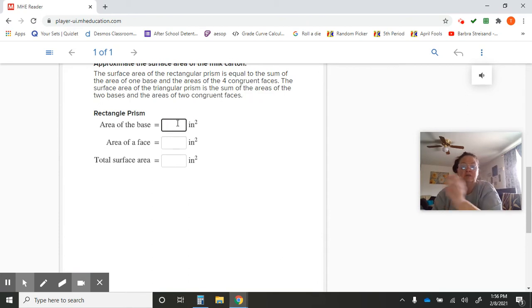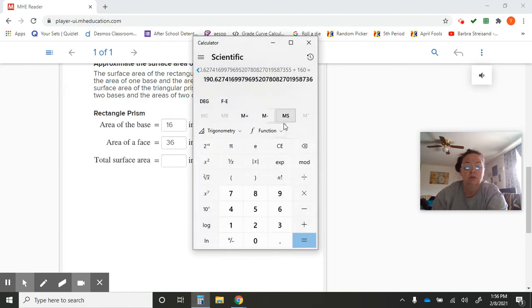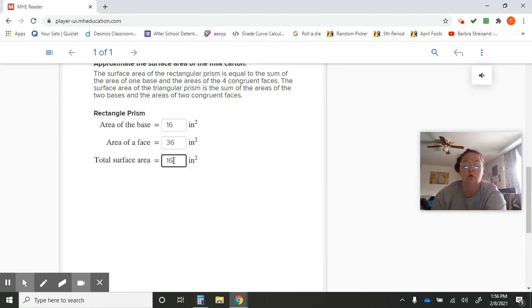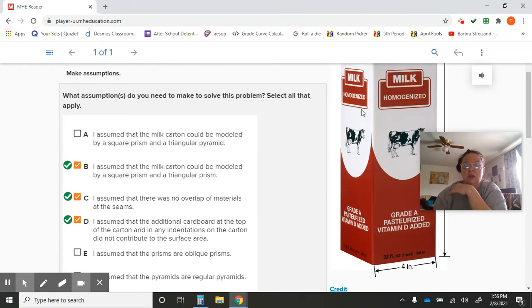So the area of the base, 4 times 4, is 16. The area of each of the faces is 4 times 9, which is 36. So we have 4 of those. So 36 times 4, and then we have one area of the base, so plus 16. That gives us 160 total from the pictures of the cows here.